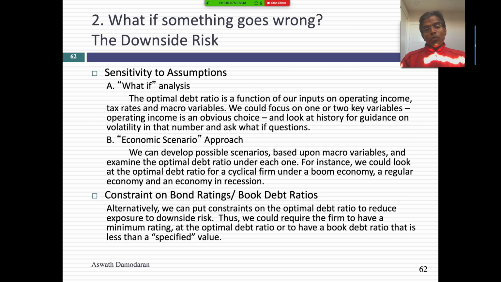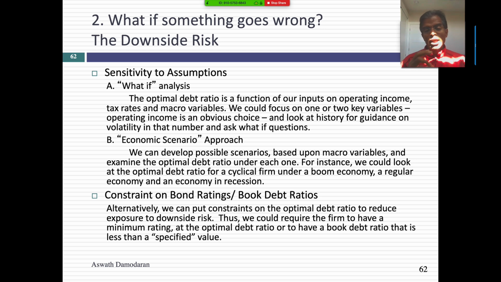Now let's ask the question, what if something goes wrong? If you ever optimize the capital structure for a company and the management of the company asks, what if something goes wrong? The one answer you should never give them is, nothing will go wrong. Because the minute you say that, something will go wrong. So there are two ways you can look to see how sensitive your optimal is to changes in your assumptions. The first is you can ask what if questions about your operating income.